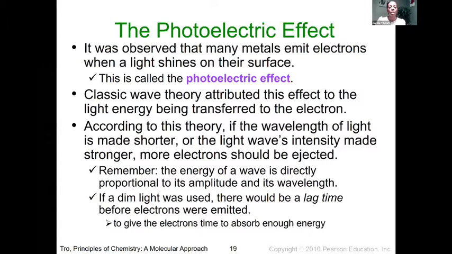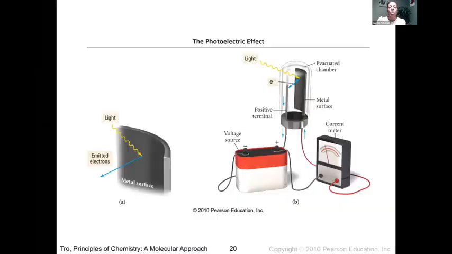Shown here is a visual image of what the photoelectric effect looks like, where you have light hitting a metal surface, and as a result, you see electrons being emitted. Again, it was originally theorized that the weaker the light source, the fewer electrons would be emitted due to this lag time that would exist.